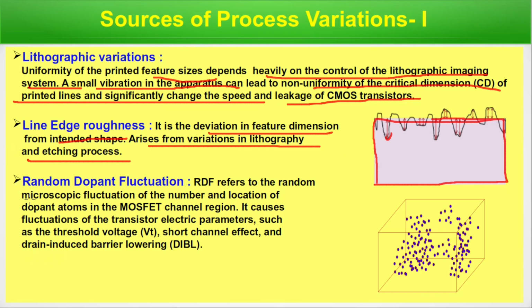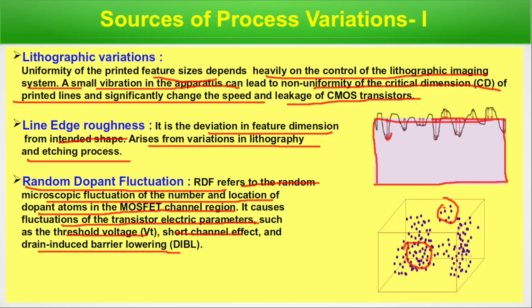Now random dopant fluctuation. Random dopant fluctuation refers to the random microscopic fluctuation of the number and location of dopant atoms in the MOSFET channel region. It causes fluctuation of transistor electrical parameters such as threshold voltage, short channel effect and drain induced barrier lowering. Dopants are here, although they fluctuate, their positions and density are not the same across all positions. Here the density, here the density, all are different. This is not uniformly distributed. That is dopant fluctuation. Numbers and location of dopants in the channel region are not uniform. So RDF, that is random dopant fluctuation, is also another cause of variability.